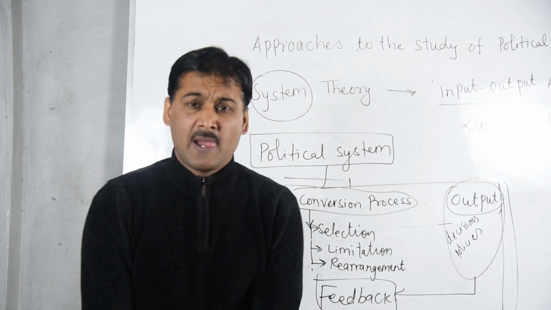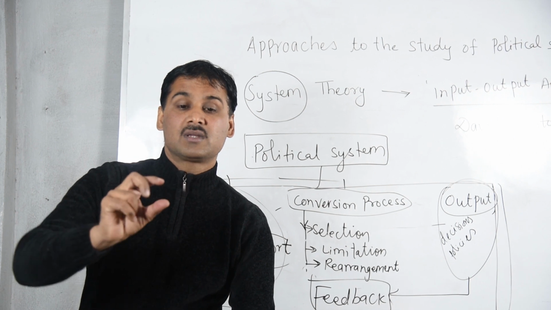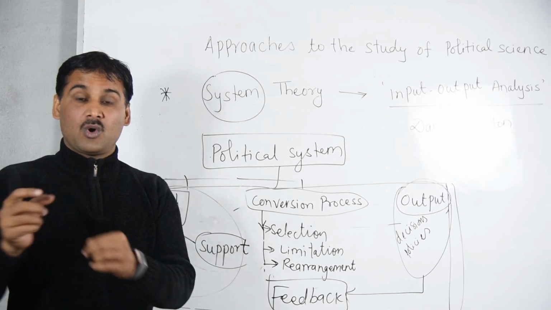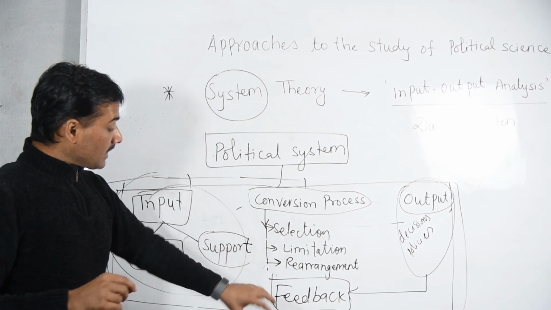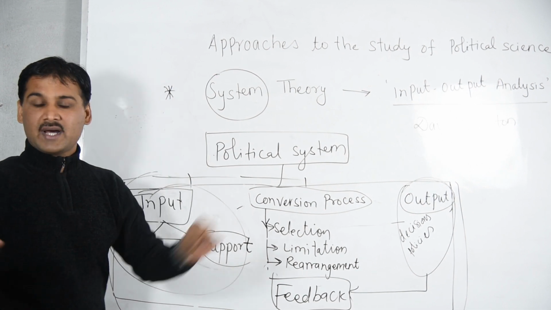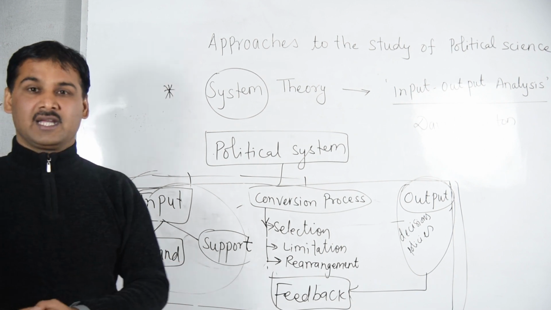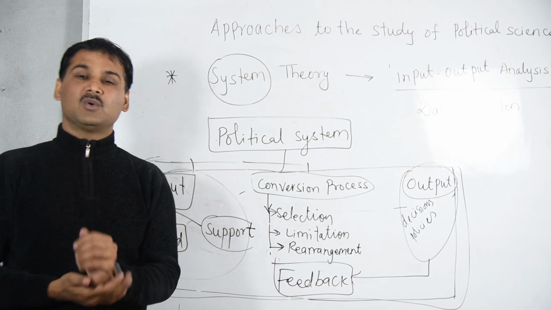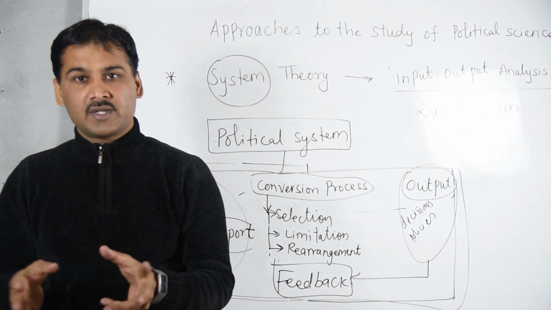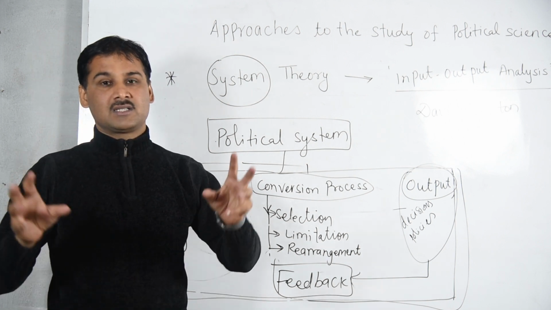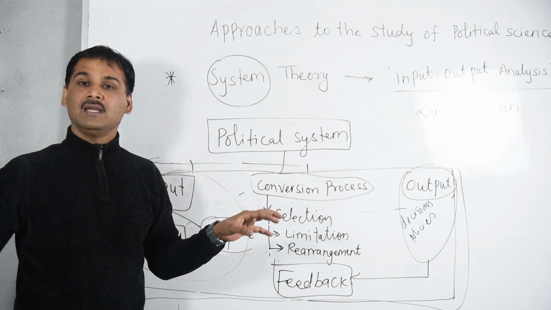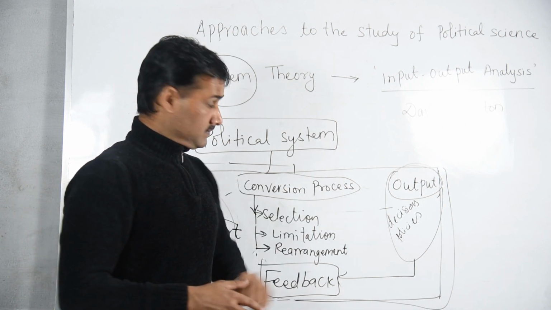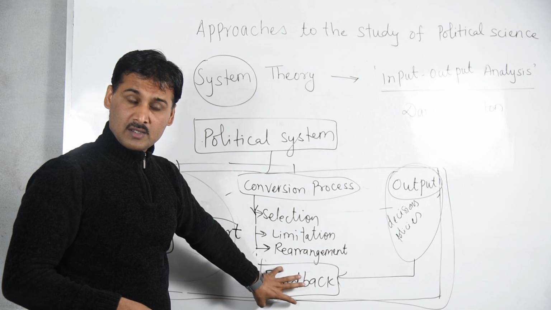Feedback is simply information to the authority about what is happening and whether it is working properly or not. Otherwise, in the absence of feedback, those in authority have to work in the dark, or let's say in a vacuum. If there is no communication back, then the people in policy making have to work in a vacuum, and there is always a gap between the policies made and the problems faced by the public.